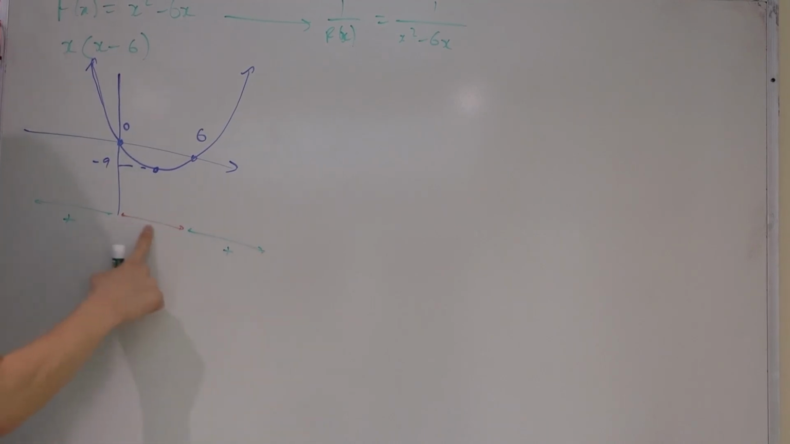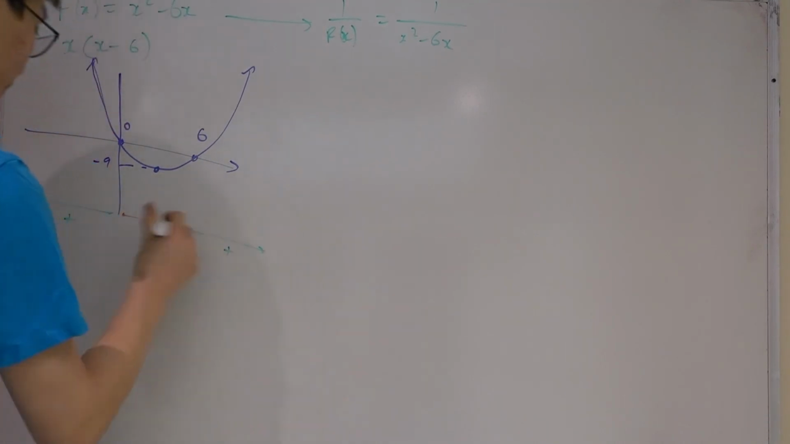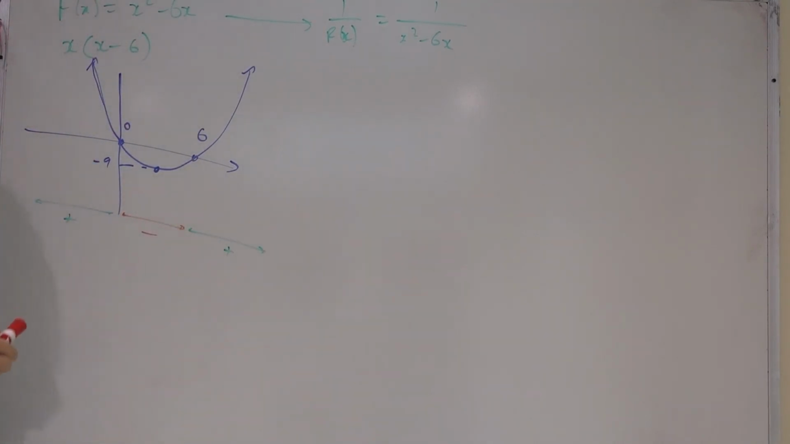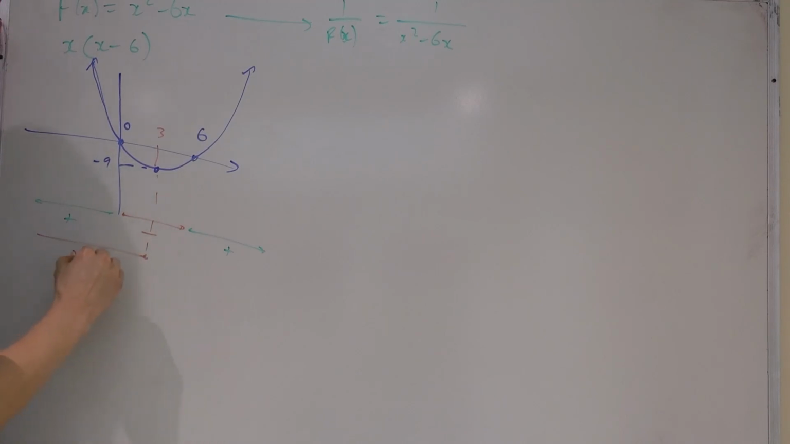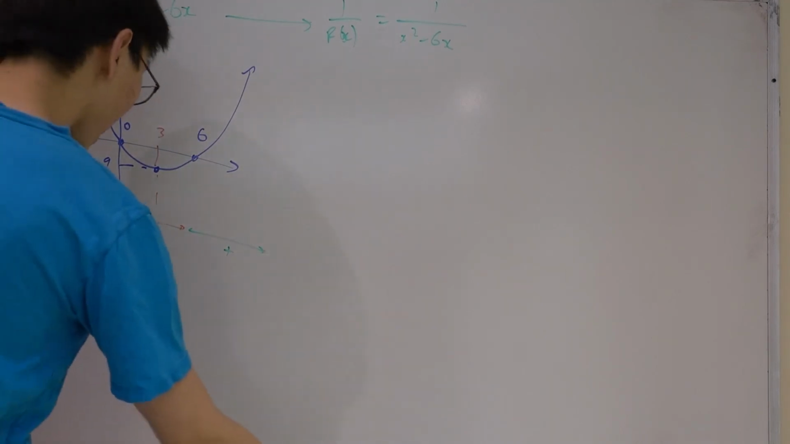It's positive, and here it is negative. Then we're going to take into account decreasing and increasing. So from here all the way up until this point, and remember this point is at x equals 3, it is decreasing, and after that it is increasing.